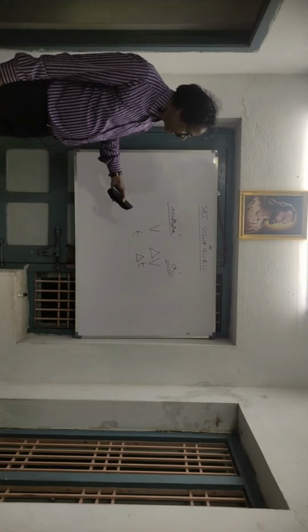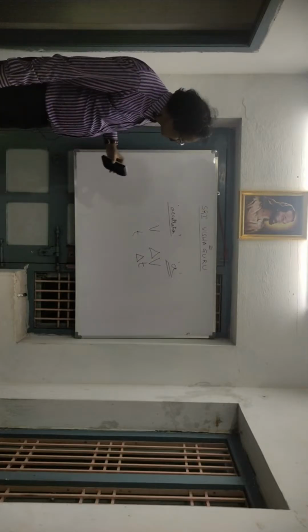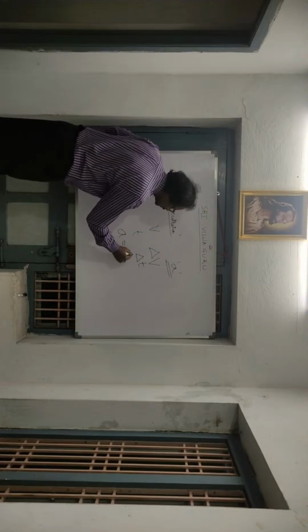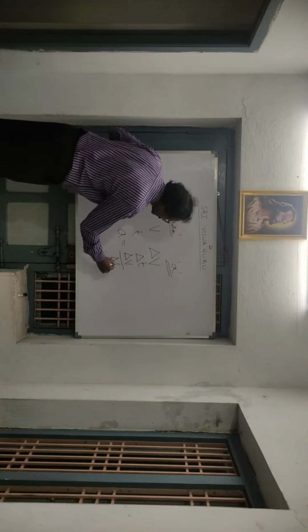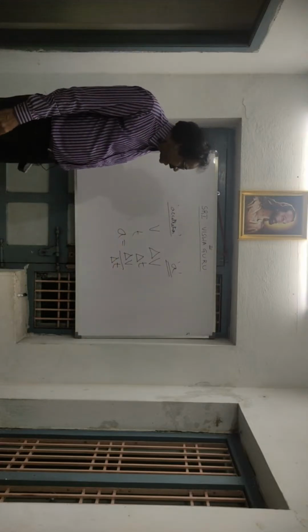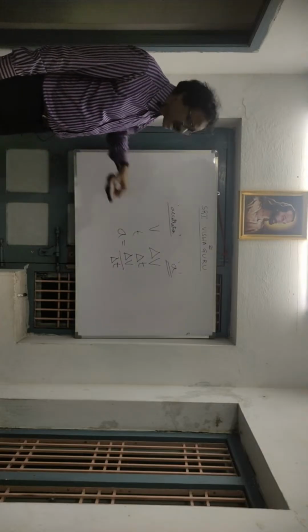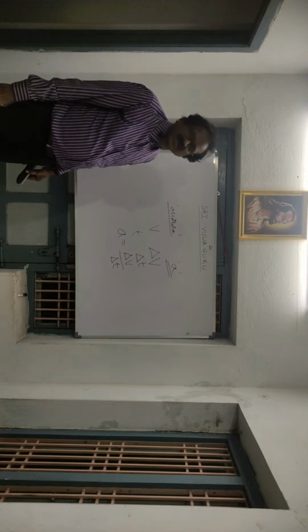Then how do we generate this formula? Acceleration is equal to delta v by delta t. Acceleration is equal to delta v by delta t. This is the acceleration. Got it, my friends?